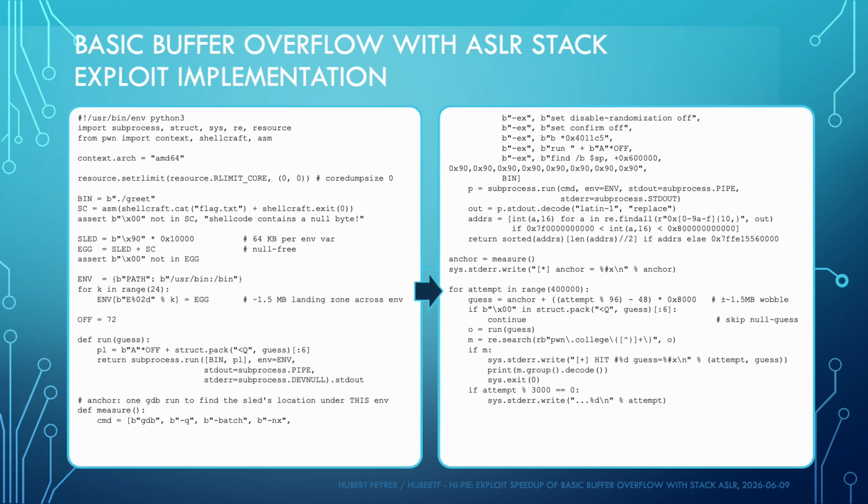The lines we want to highlight are the one that keeps ASLR enabled inside GDB, the offset of 72 for our saved RIP, and the small wobble applied to the guess on each attempt.